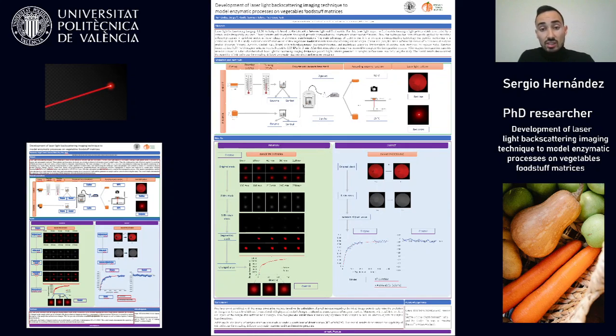I am a PhD student at Politècnica University of Valencia, and I am going to talk about my study based on the development of laser light backscattering imaging technique to model enzyme process on vegetable foodstuff matrices.